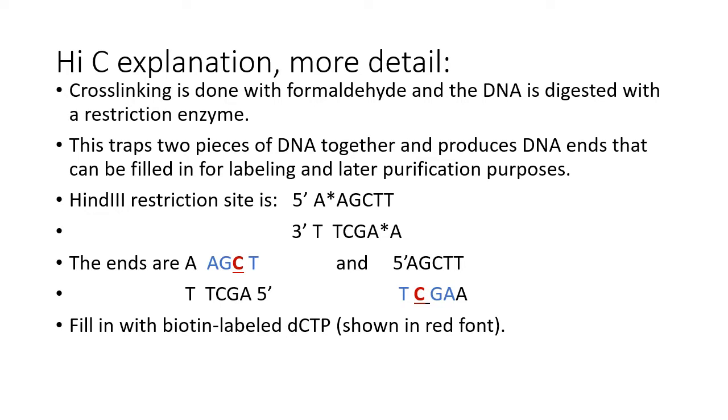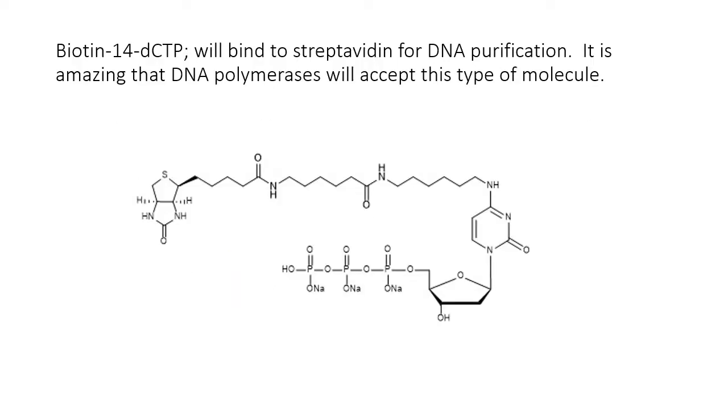Okay, so I'm doing a fill-in reaction on this cut HindIII site, and the labeled C is going to be attached to the biotin. So having done that, we can then ligate the DNA to itself, and that will actually form circles. Okay, so what the labeled CTP labeled biotin looks like is this. It's hard to imagine that the polymerase will accept something that looks like that, but it does. And so the occurrence of the biotin at that part of the molecule will mark it for later manipulations.